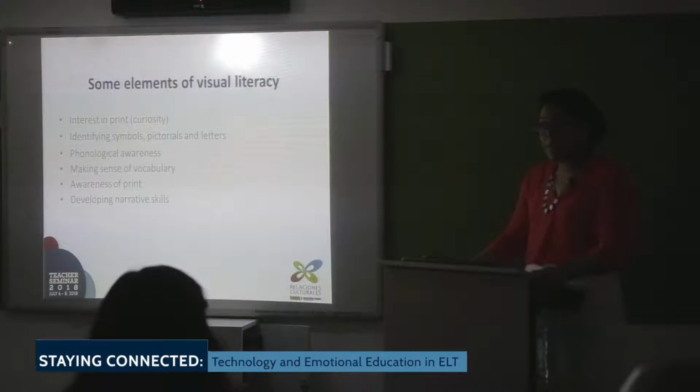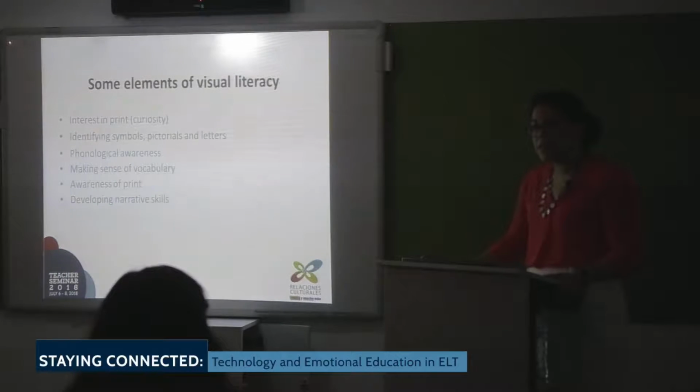Making sense of vocabulary, because vocabulary is also non-linear. It has to be dynamic. Vocabulary doesn't make sense unless it's put into context. What's the point of knowing all of your irregular verbs if you don't know how to use them in a sentence? And awareness of print.